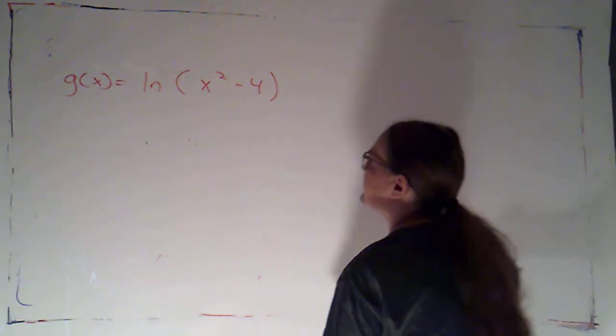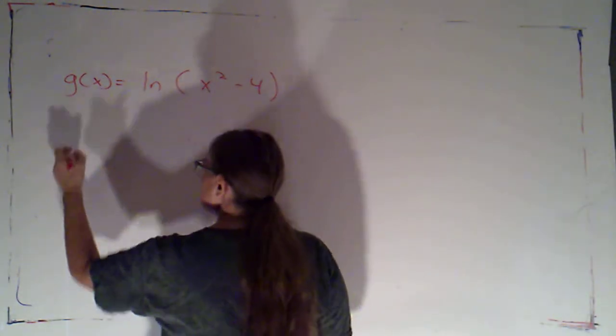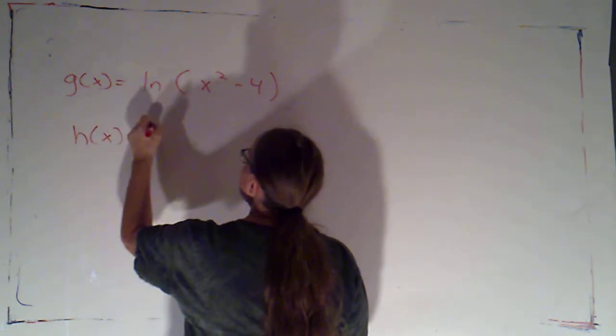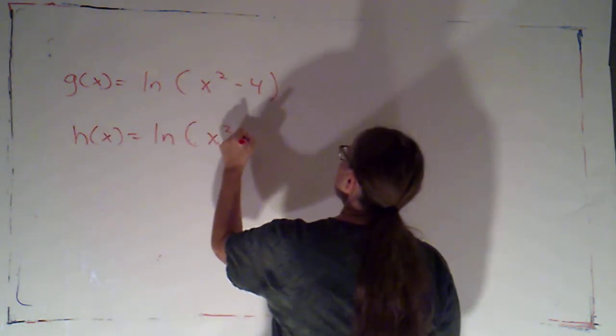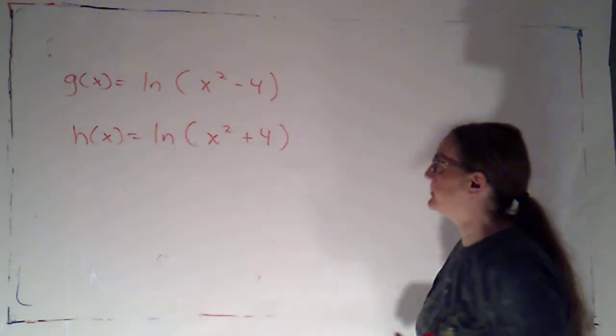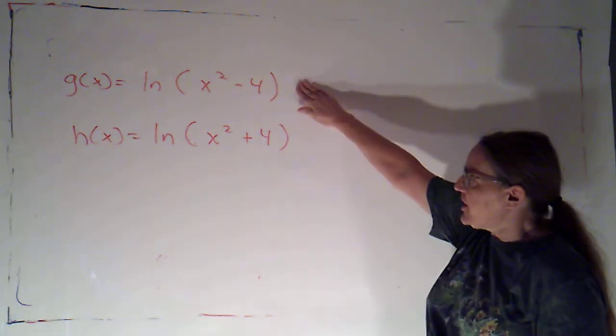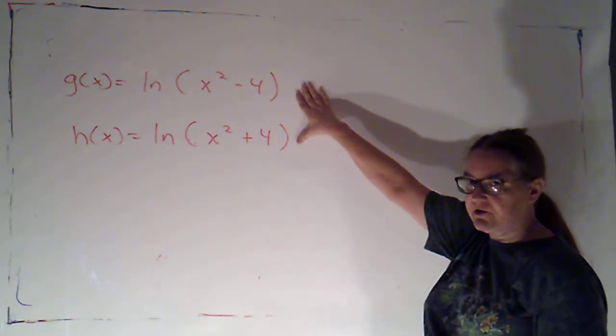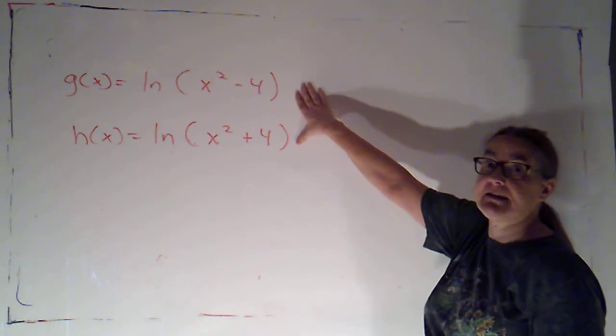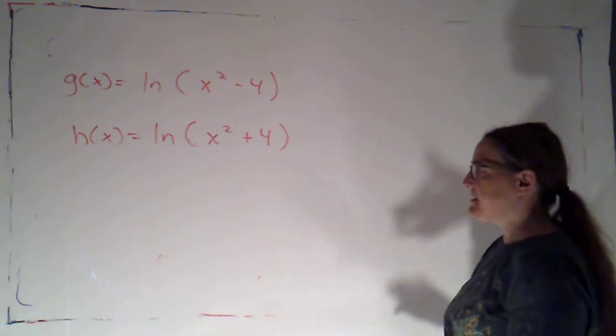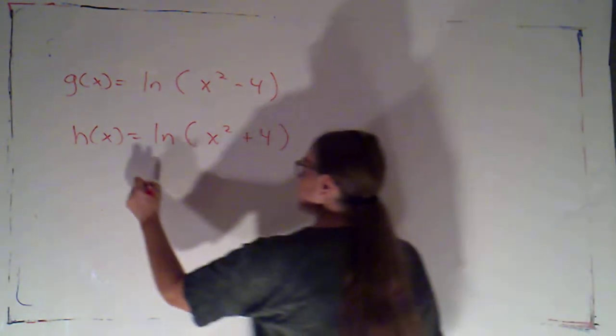at another example. Let's suppose I had h of x equals the natural log of x squared plus 4. Now, I kept g of x up because these are very similar looking, but they're actually very, very different. In both cases, the rule is the same. The argument has to be bigger than 0.